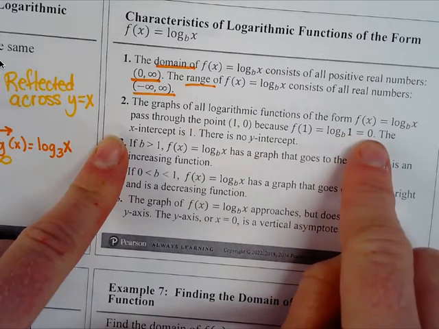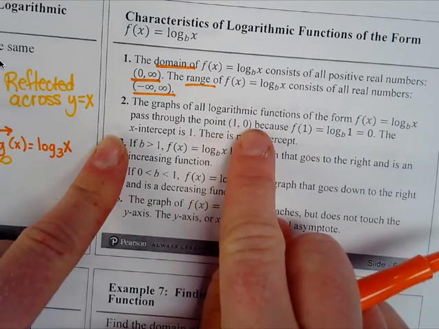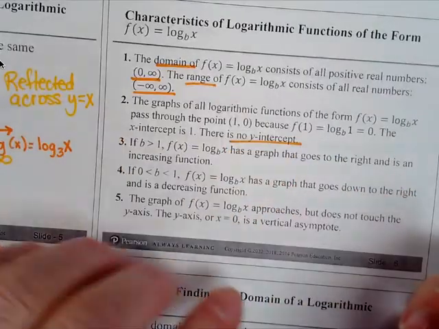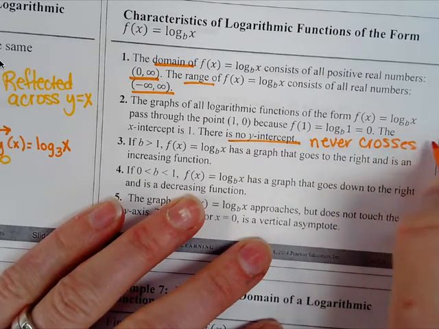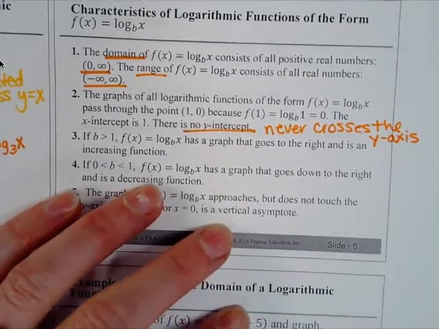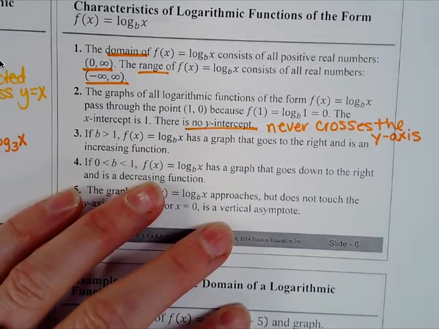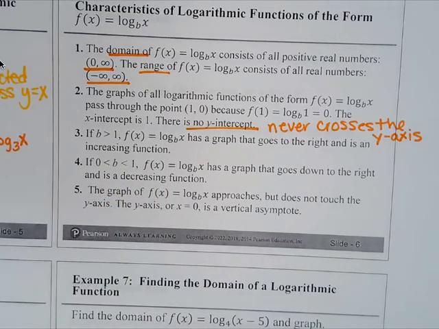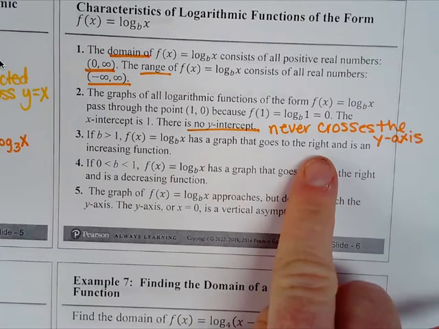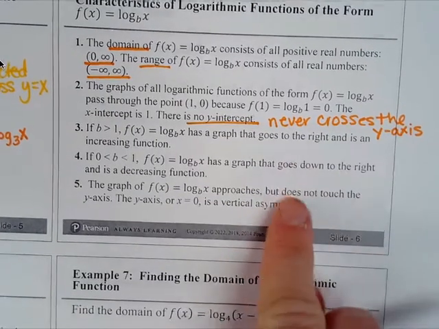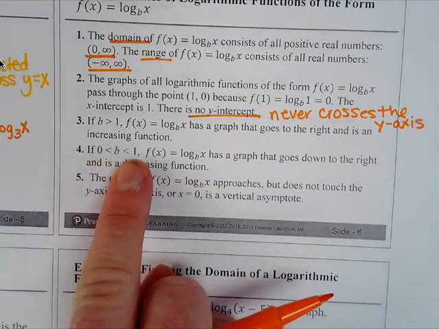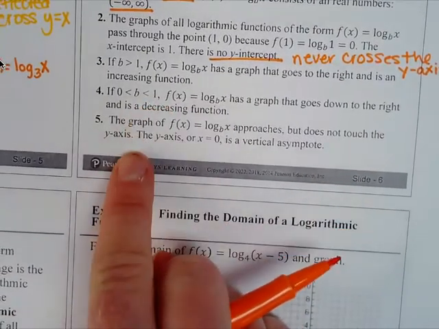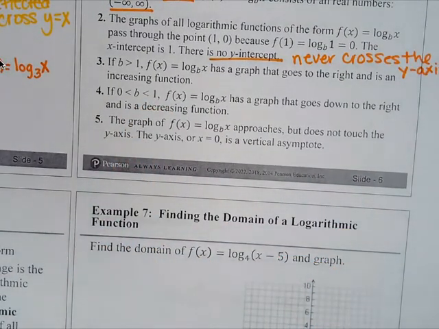Log base b of 1 equals 0. So we have the point 1, 0, but there is no y-intercept. The reason is because it's never going to cross the y-axis. Okay, so it's increasing and it goes to the right. And then it goes down to the right and is decreasing if the b value is between 0 and 1. And then the y-axis is our vertical asymptote.